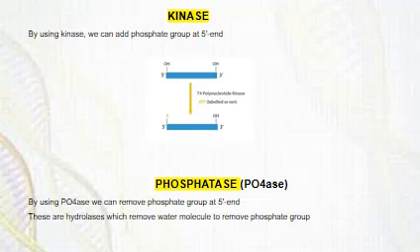Coming to kinase, by using kinase we can add a phosphate group at the 5' end. An example is shown in this figure, T4 polynucleotide kinase. Coming to phosphatase, by using phosphatase we can remove a phosphate group at the 5' end. These are hydrolases which use a water molecule to remove the phosphate group.